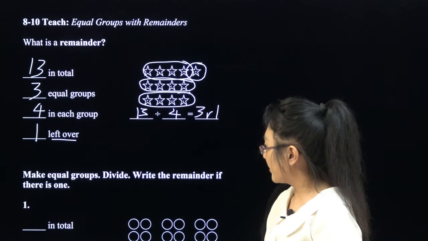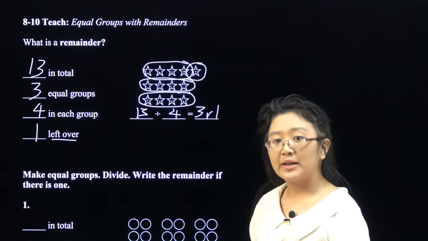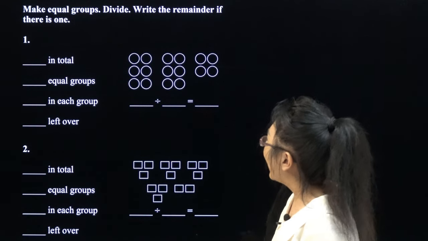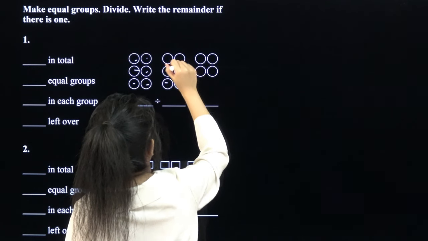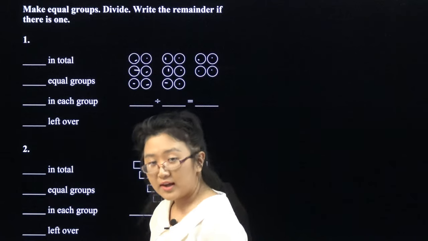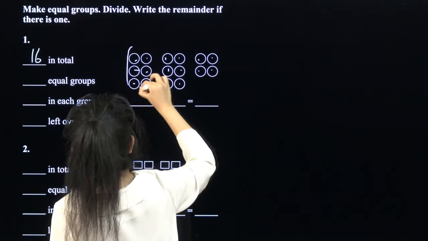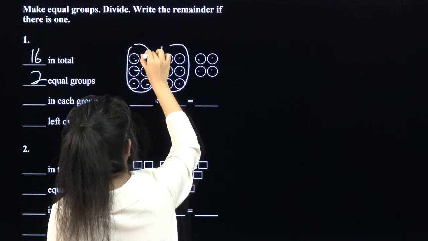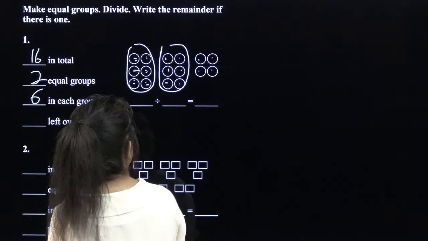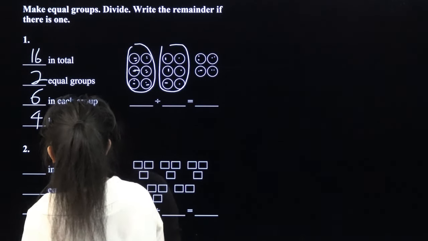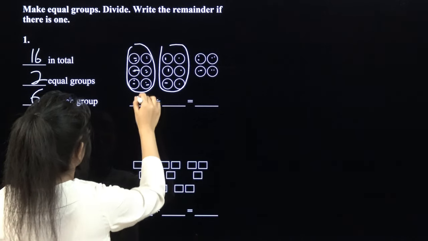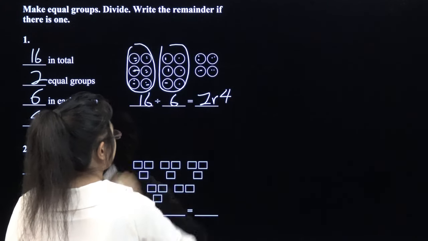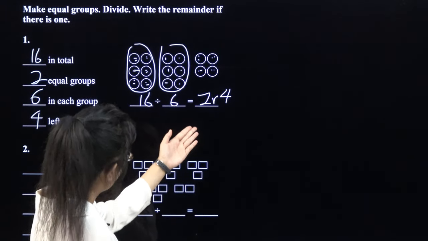Now, let's make some equal groups and divide, and write the remainder if there is one. So in this picture, we have 1, 2, 3, 4, 5, 6, 7, 8, 9, 10, 11, 12, 13, 14, 15, 16. 16 circles in total. And we have 2 equal groups of circles. And 6 circles in each group. There's also 4 circles left over. Here, we write 16 divided by 6 equals 2 remainder 4. Now, remainder is usually shown with an R.